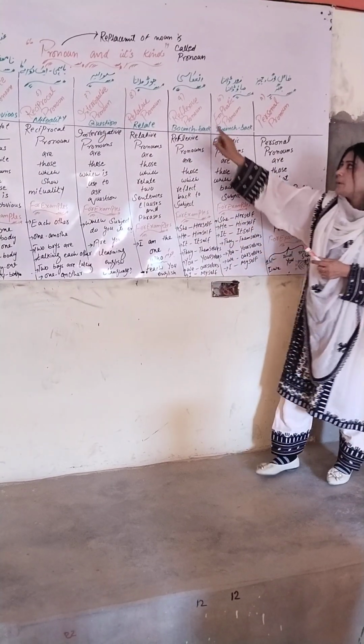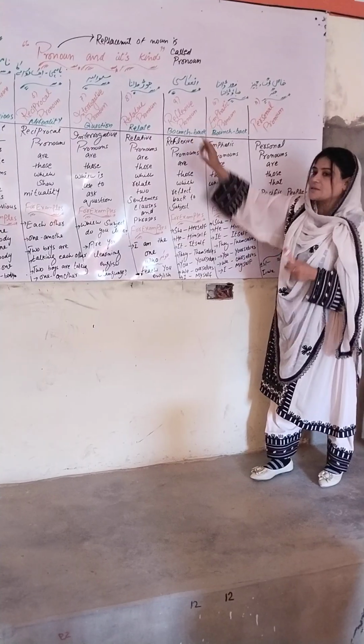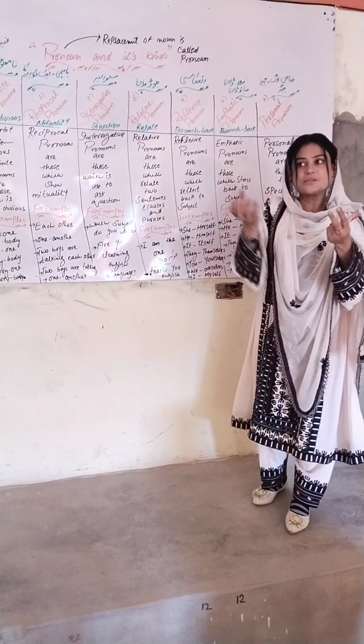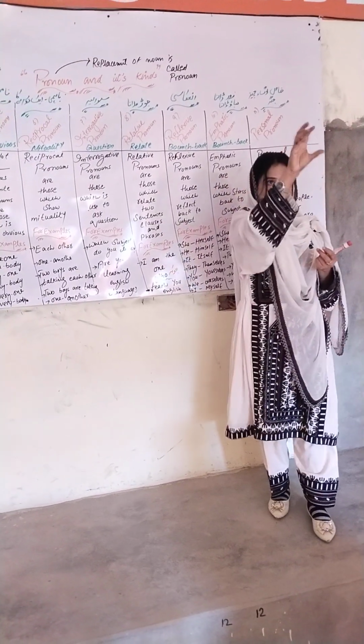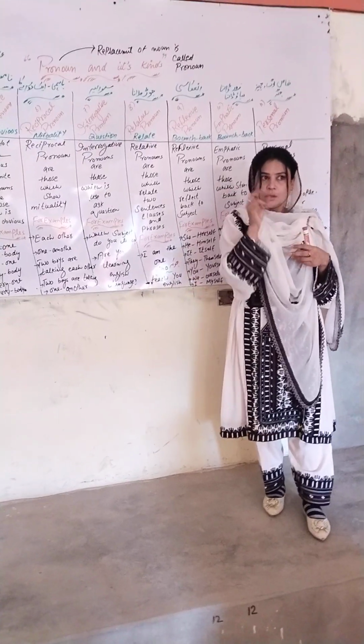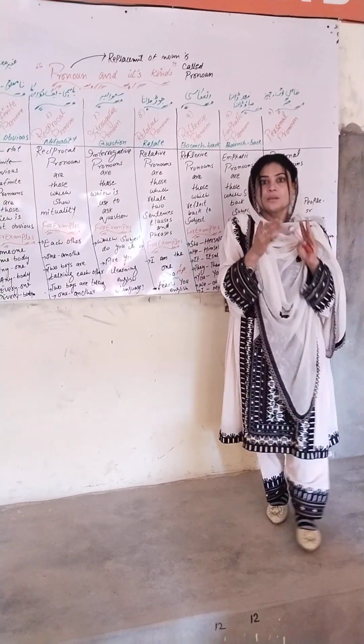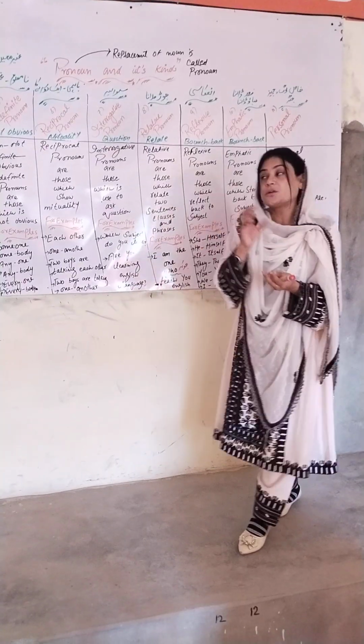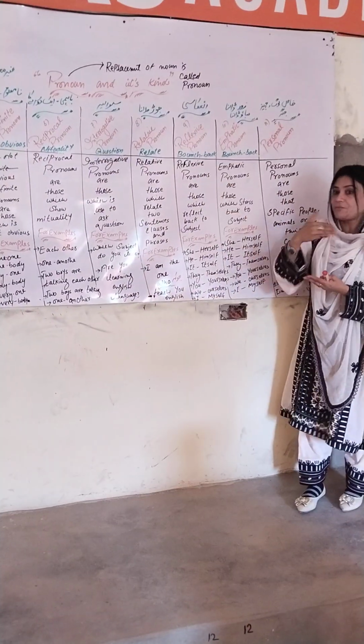Reflexive pronoun. Number 9 is the reflexive pronoun. Reflexive pronouns are those which, for example, if you throw a ball, it will come back to you. The ball will come back to you. That is reflecting, bouncing back to you.